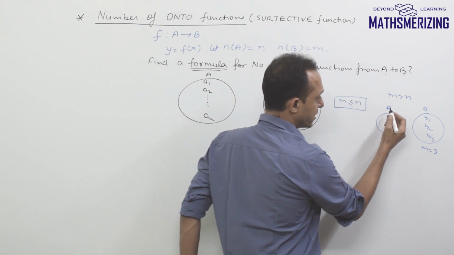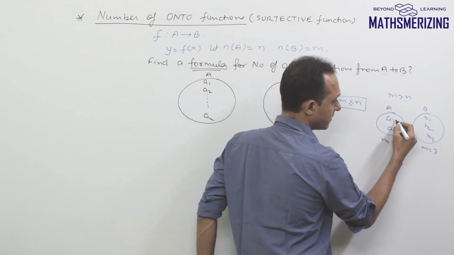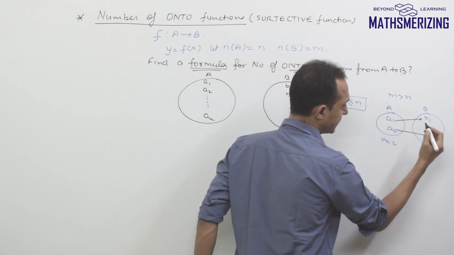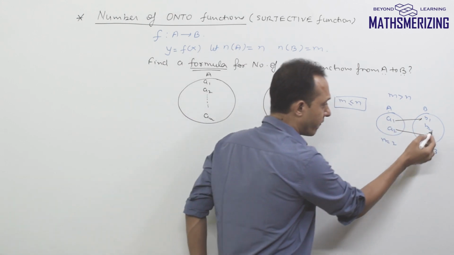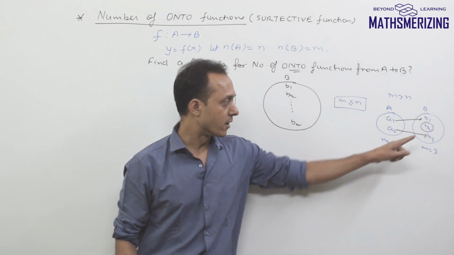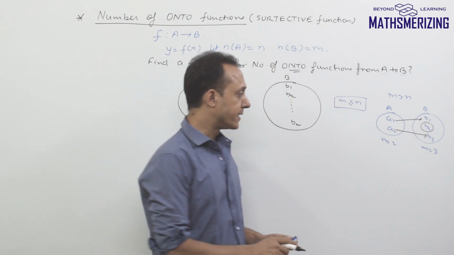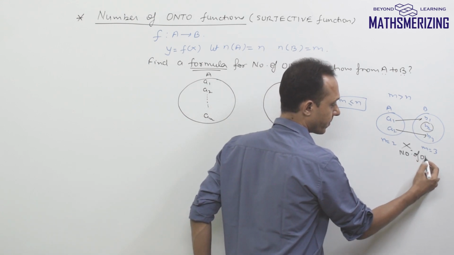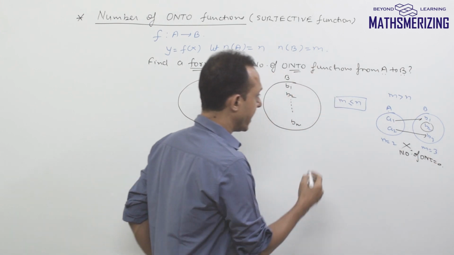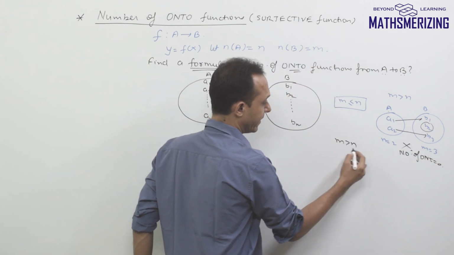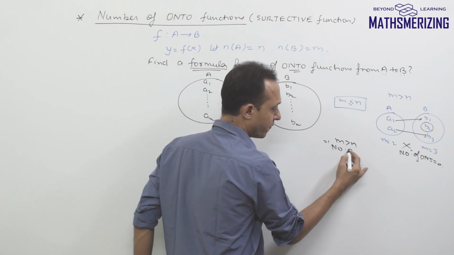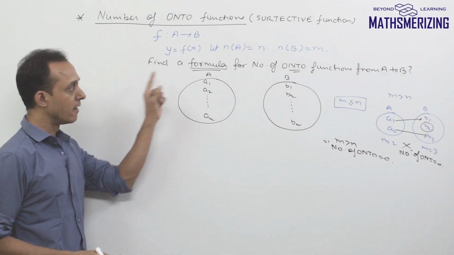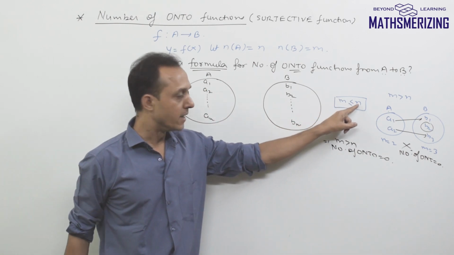Now for a function to exist from A to B, A1 must have an image. So maybe A1 has an image B1, and A2 has an image B3. Now there will always be at least one element which will not have any pre-image. So in this case, it cannot be an onto function. So the number of onto functions will simply be 0. So if m is greater than n, then number of onto functions will simply be 0.